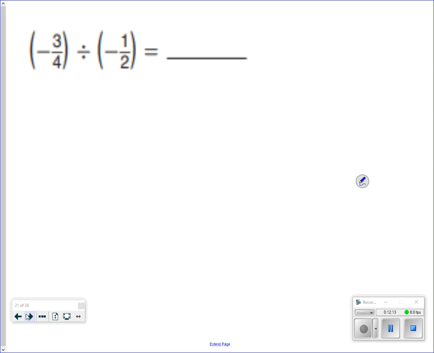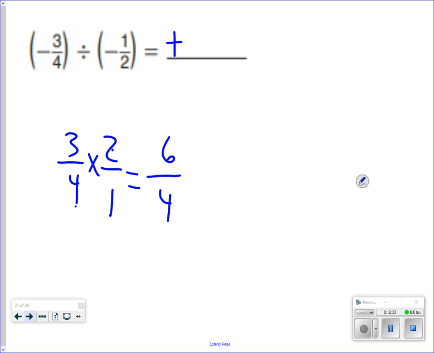Let's take a look here. I have a negative number divided by another negative number. Well, let's see here, 3/4. I know my answer is going to be positive because I have a negative divided by a negative. And I'm just simply going to find the reciprocal and then multiply. 3 times 2 is 6. 4 times 1 is 4.